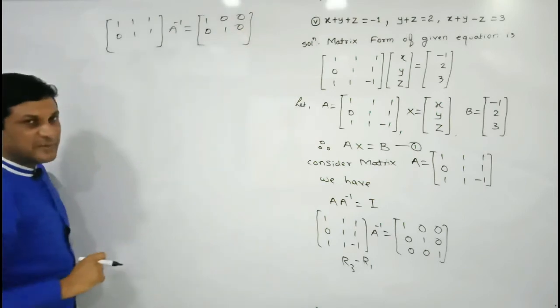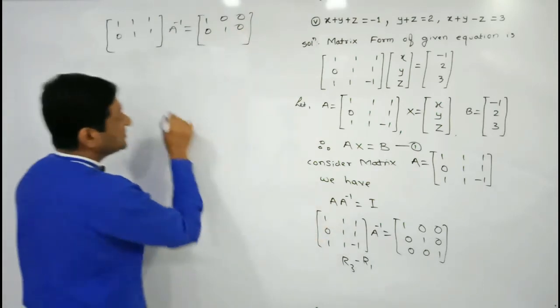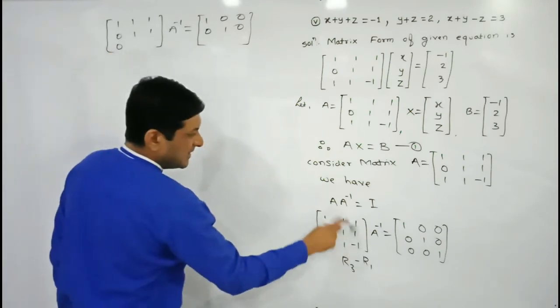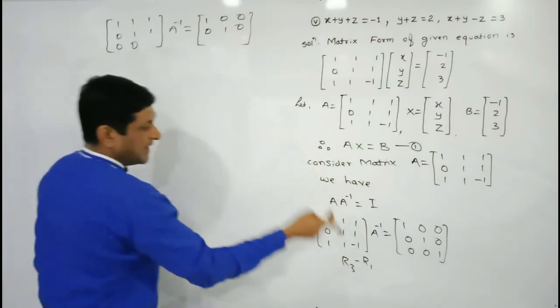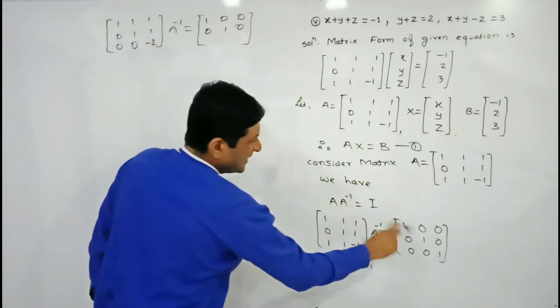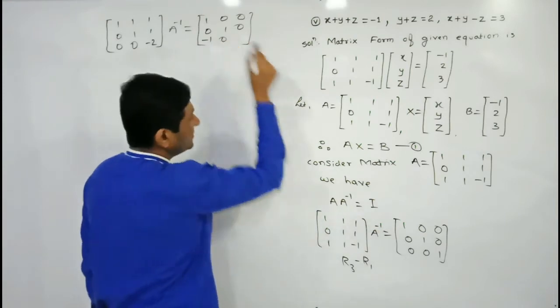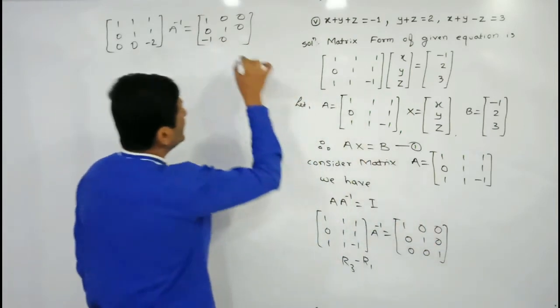Now perform this operation on the elements of R3. 1 minus 1 is 0. Again here 1 minus 1 is 0. Again minus 1 will become minus 2. Here 0 minus 1 will be minus 1. Again 0 minus 0 is 0 and 1 minus 0 will be equal to 1.